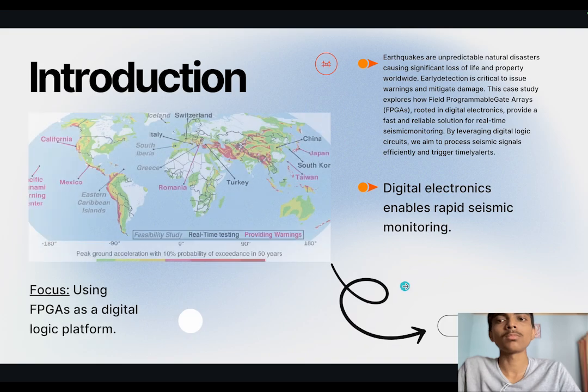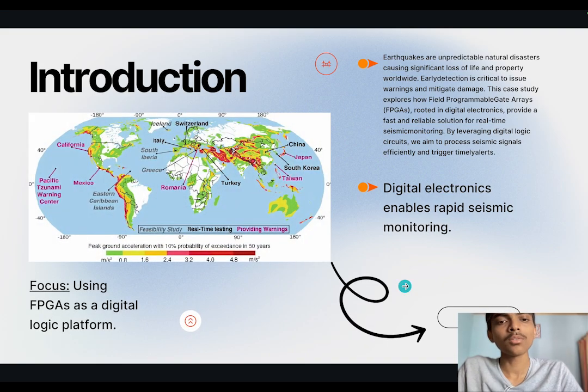Okay, so taking an introduction, earthquakes are a global threat. As we already know, they are unpredictable and devastating. Early detection is the key to issuing warnings. Traditional systems are slow, but digital electronics help us to make these systems faster. So we'll be using field programmable gate arrays, or we can say FPGAs, which can process seismic signals in real time with custom logic circuits. That's what this project is all about.